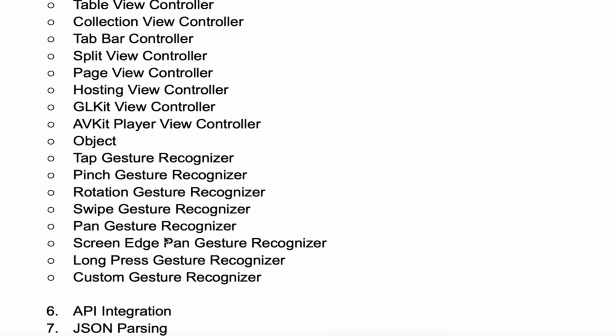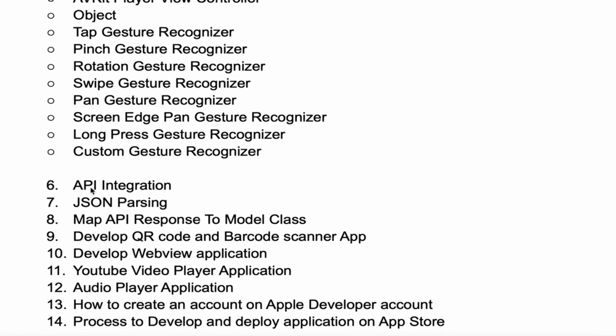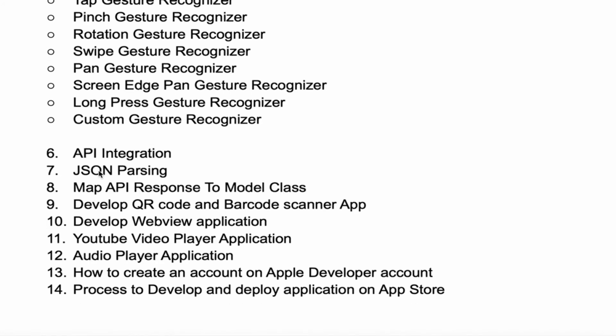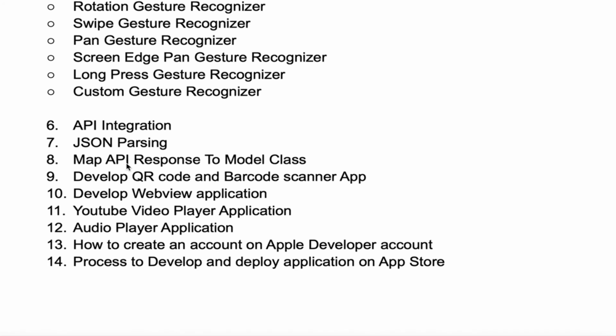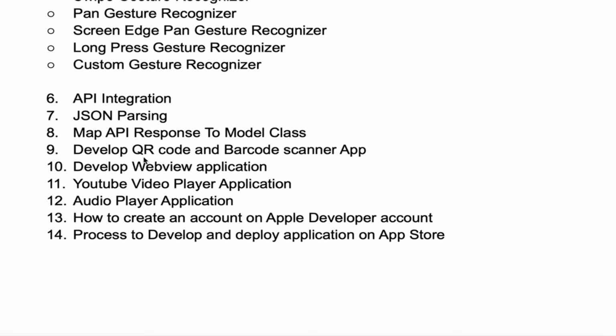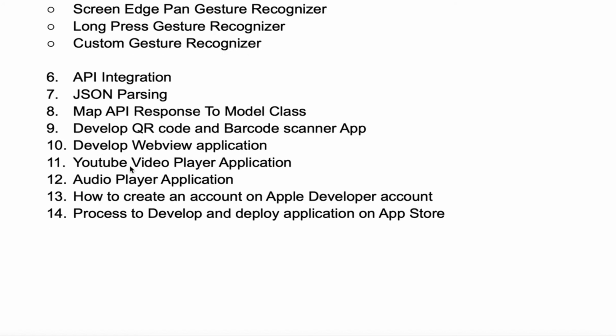After this, we learn API integration, how to call the APIs in iOS, then how to parse the JSON and map the API response to model classes. Then we develop a QR code and barcode scanner application. Then we develop an application using the web view. Then we create an application for a YouTube video player, and then we develop an application for the audio player.